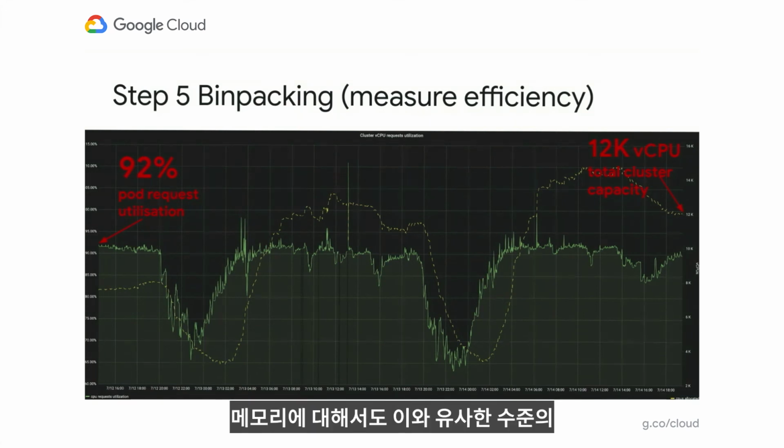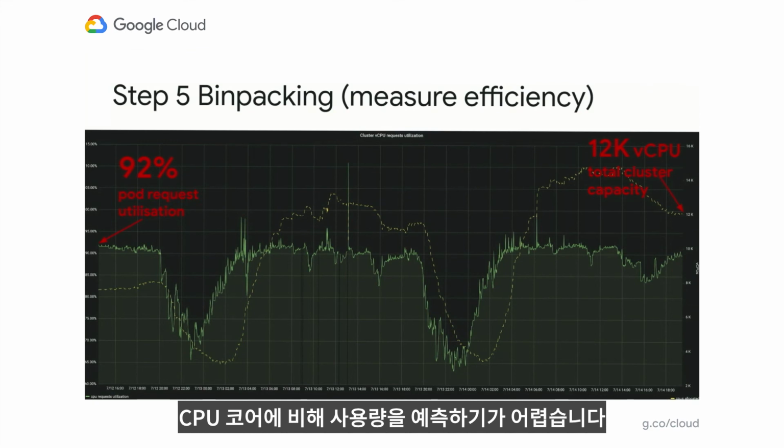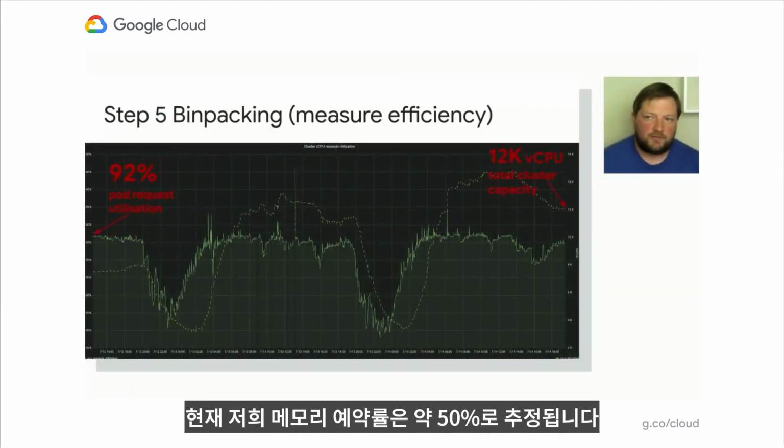Similar optimizations can be done for the memory dimension. However, memory generally requires significant headroom and usage is less predictable compared to CPU cores. Our memory reservations are currently measured at around 50%.